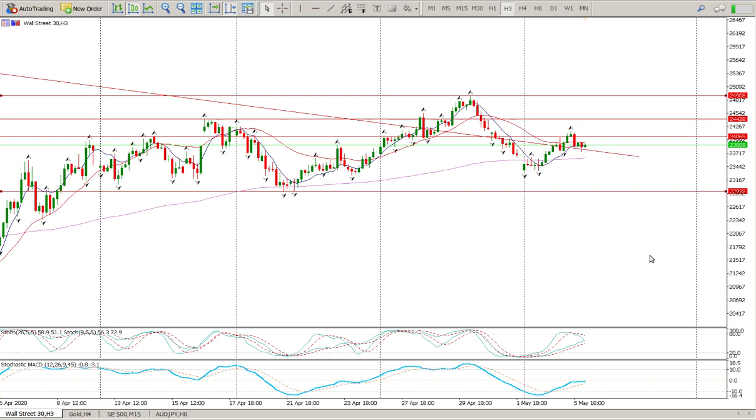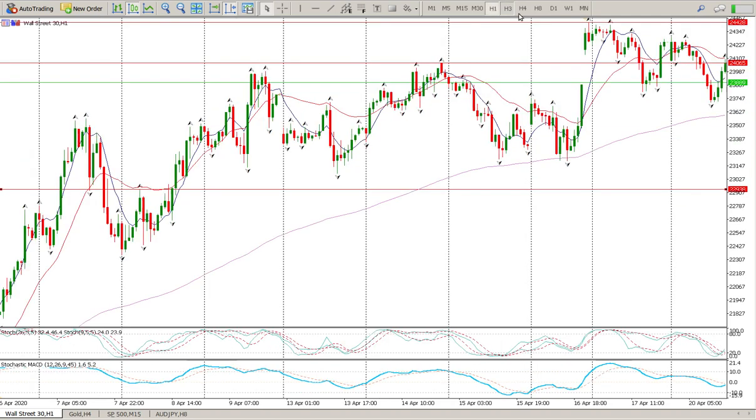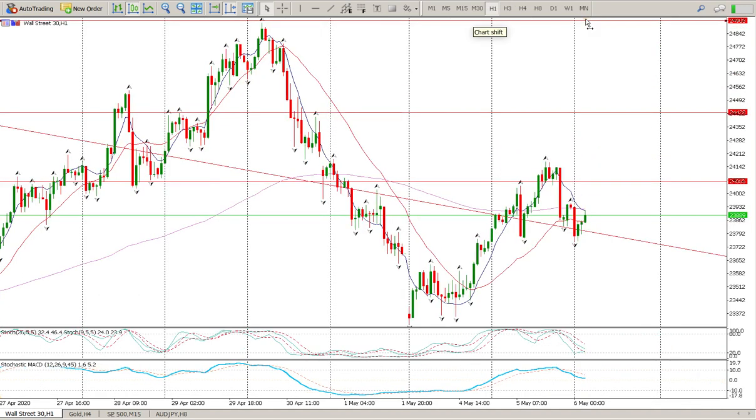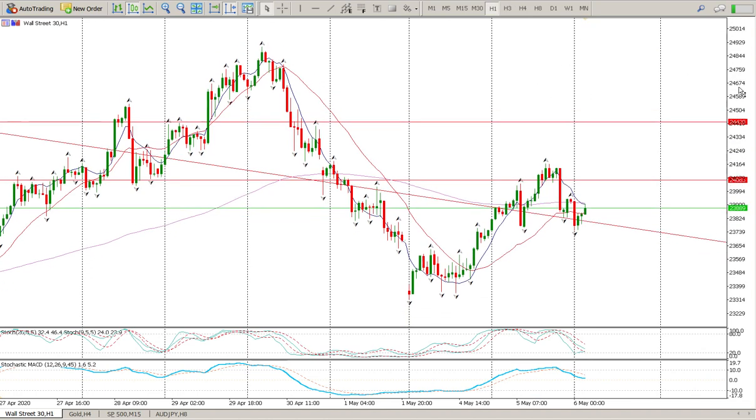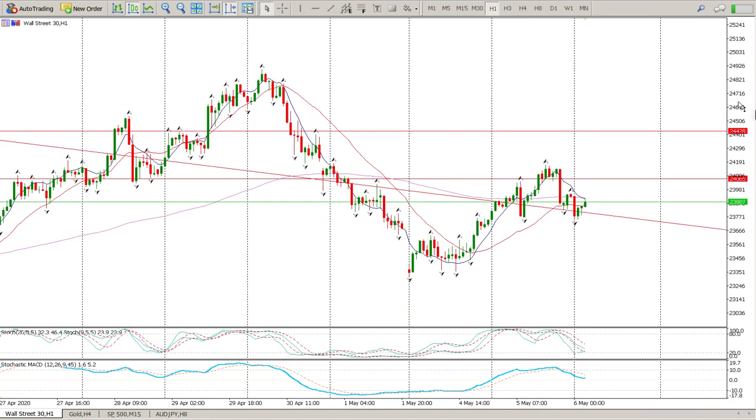Okay, so let's just get down to the hour here. And I want to just delete all the noise I put in. There we go. Right, so now on the hour, we can see the relevance of that diagonal trend line at the moment. Okay, breaks, retests, and we've had two, we'll call it three retests between yesterday and this morning.